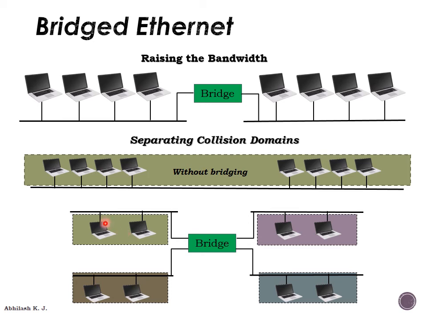Now here the collision can occur only if both the stations start sending, and the collision is limited only to this LAN segment. But in this case, without bridging, even though the collision is between 2 stations, all the other stations will be affected by the collision. So bridged Ethernet also provides this feature of providing smaller collision domains, or separating the collision domains in a larger network.